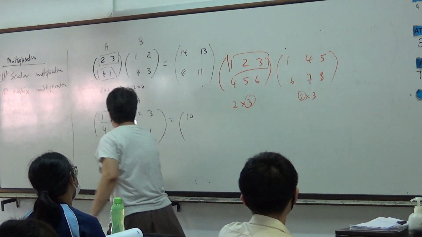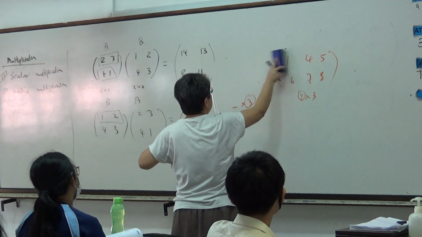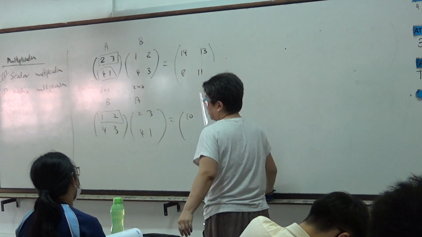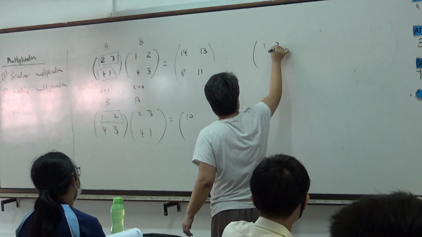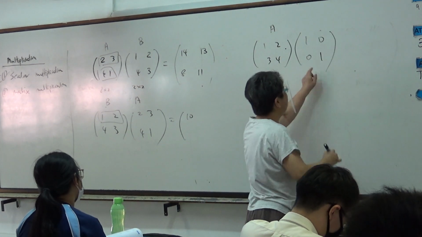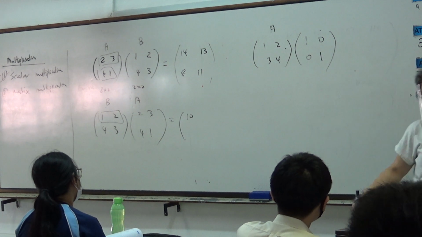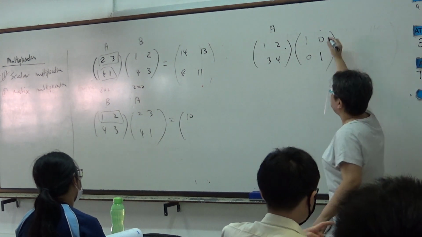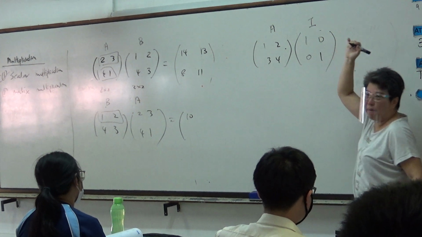Now, when will it be okay? Oh, look at here. Let's say this is A. I told you before, what is this? What is this called? Identity matrix, right?